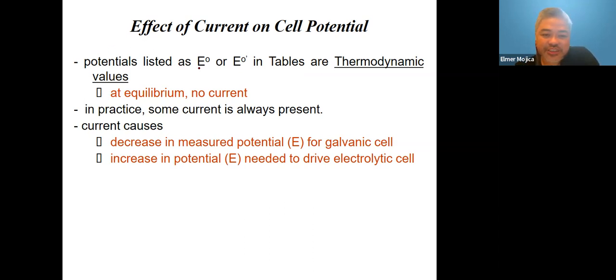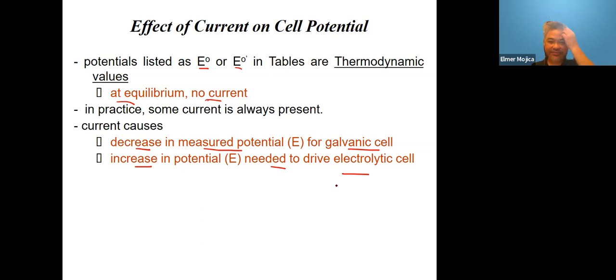So, the potential can be listed as the standard cell potential or some sort of potential in tables that are thermodynamic values. At equilibrium, okay, since wala kang potential, wala ka rin current. But in practice, you have to make sure that some current is always present. And current can either decrease the measured potential for the galvanic cell or increase the potential needed to drive the electrolytic cell.